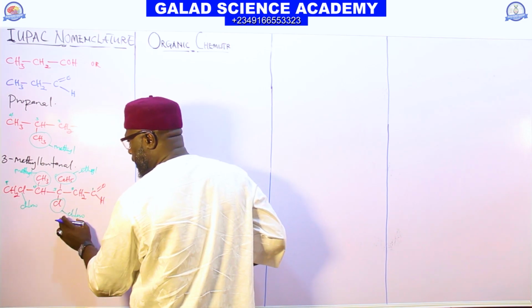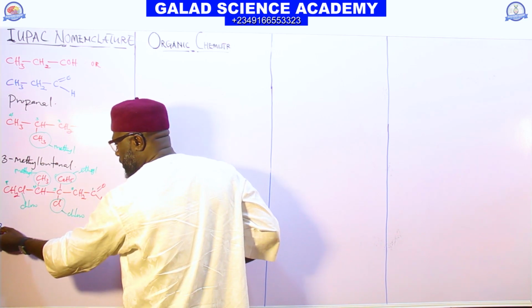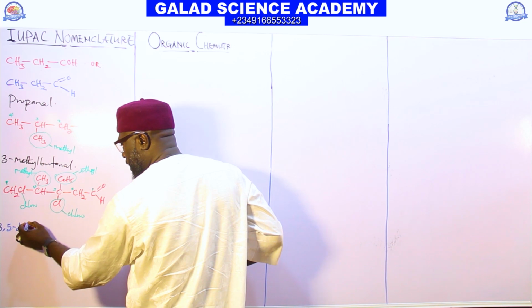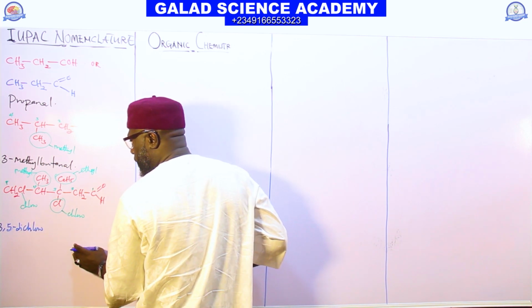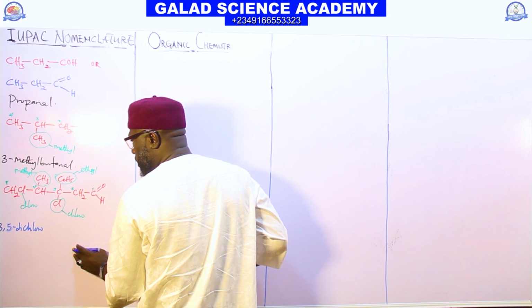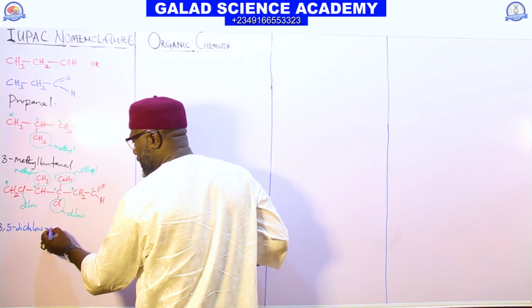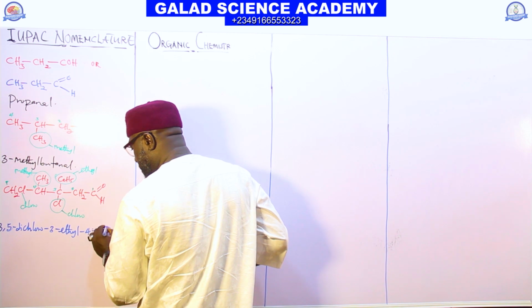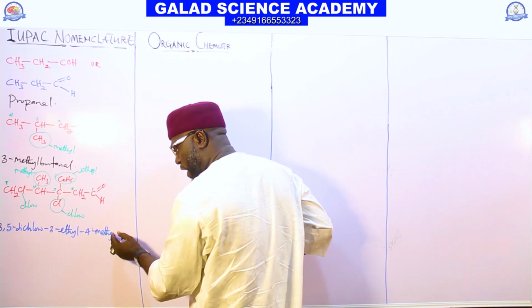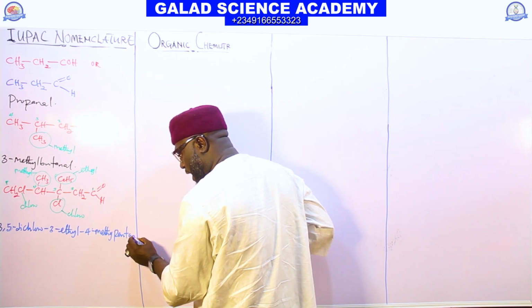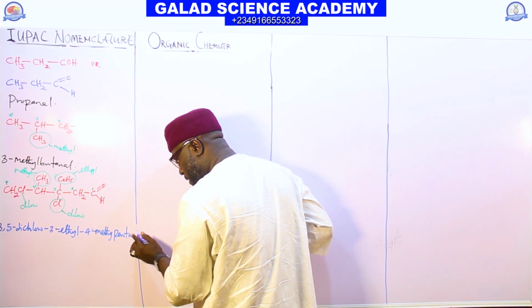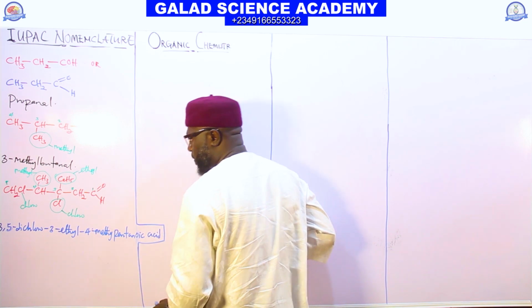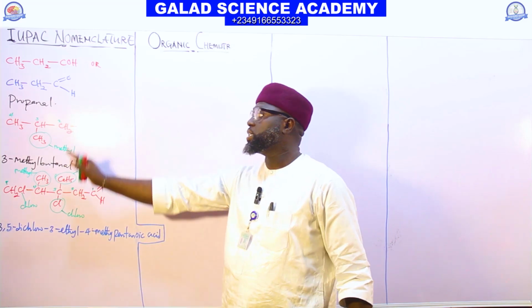The name of this compound should be 3,5-dichloro-3-ethyl-4-methyl. How many carbons? 5. Pentanoic acid. So that is the naming for alkanoic acid.